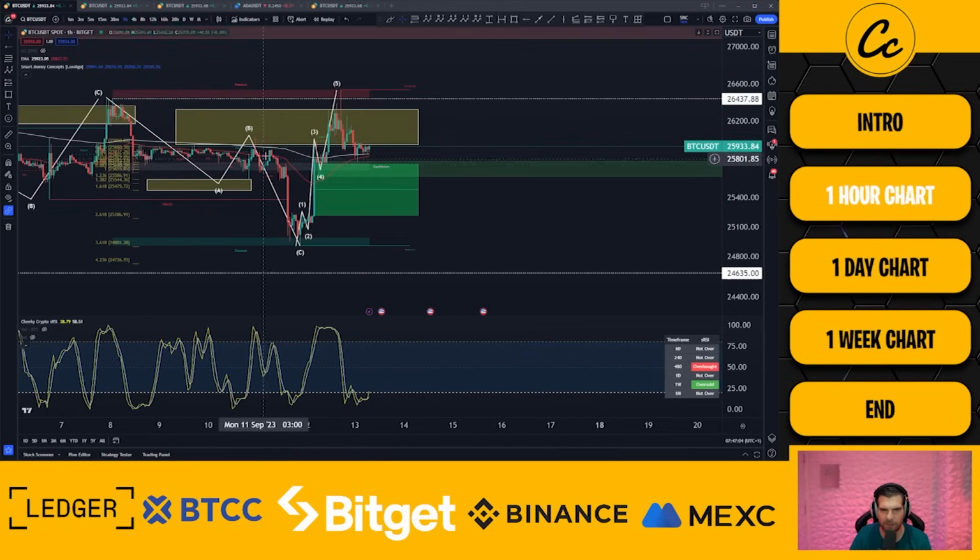Over this side here, what do we see? Well, we see something very similar. We have the 5-wave pattern to the downside. So again, you wouldn't expect it to be there.